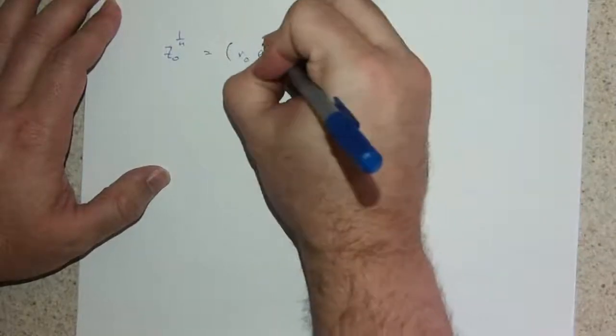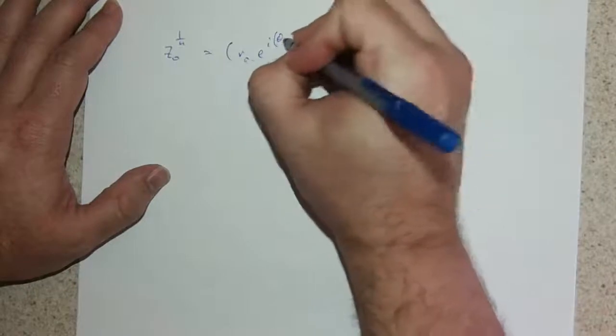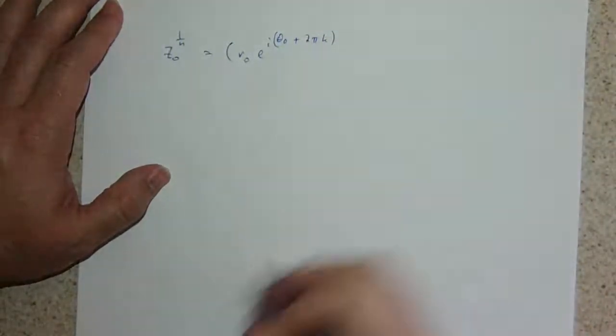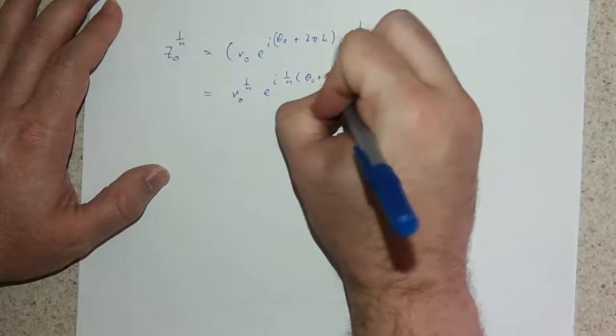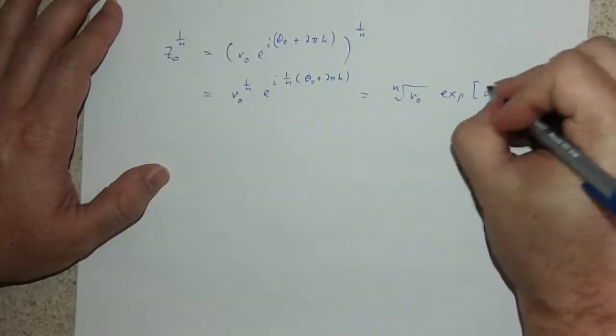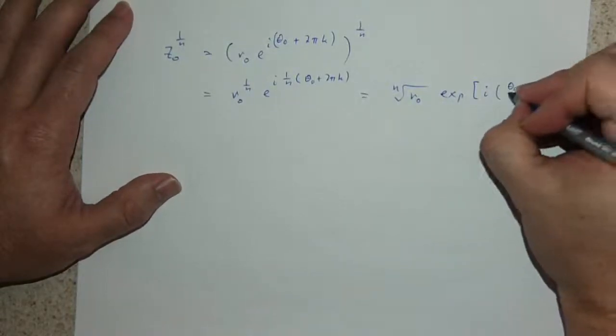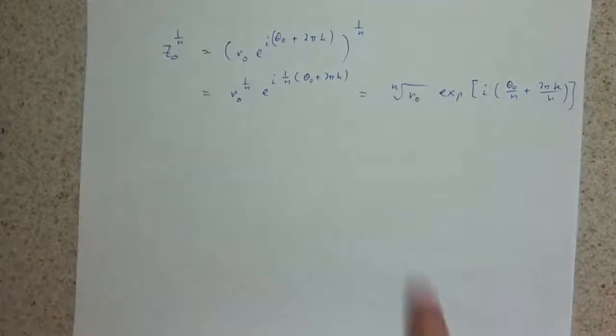So if z naught is r naught e to the i theta naught, of course, if we're writing this in the absolutely most general form, this would be i times theta naught plus 2 pi k, and that would be raised to the 1 over n. But hey, that's r naught to the 1 over n, e to the i times 1 over n times theta naught plus 2 pi k. And that's exactly what we end up with: the nth root of r naught times the exponential function of theta naught over n plus 2 pi k over n. Okay, so this is an easy way of just remembering how this is done. All right, so that's the general way of doing this.